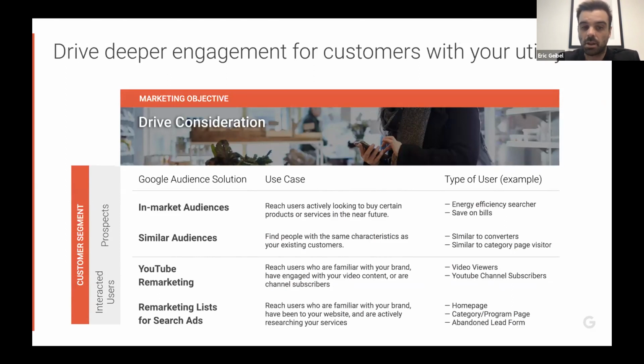The next thing, Jim talked about this previously, but remarketing lists for search ads. So users that have been to your website before, you could bid more aggressively when they search for terms on Google related to your business that we believe they'll actually convert on and take action on, and utilize this through remarketing lists for search ads. Some examples here are someone who's visited your homepage and maybe hasn't done anything. Maybe someone's gone to a program page, hasn't actually taken the action. Or maybe someone who's abandoned a lead form for an energy audit. You want to get out in front of them again as they're maybe searching for a way in which they could reduce their energy consumption.